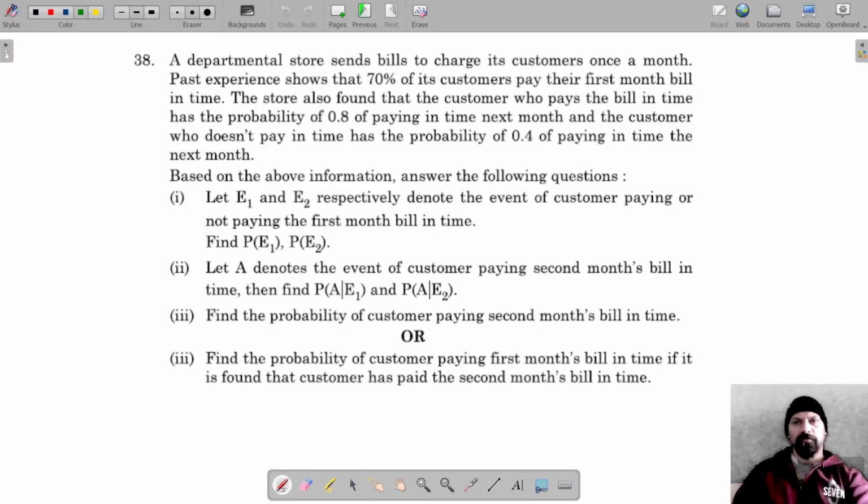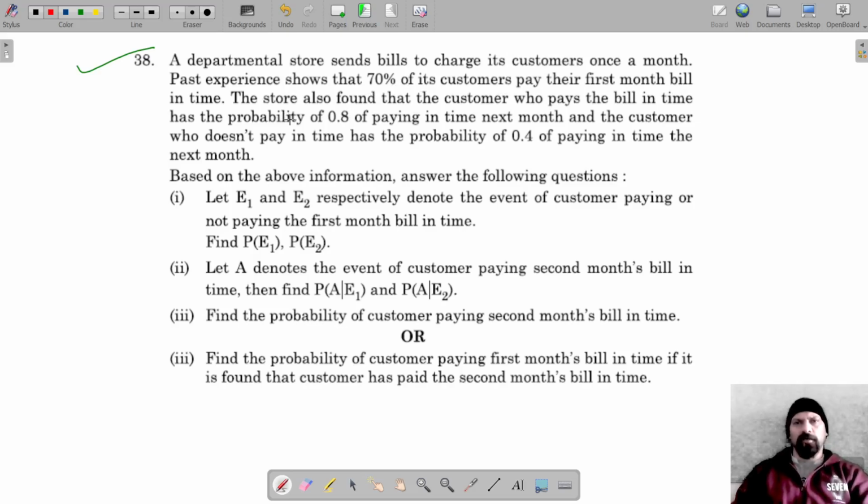Okay, for the next question, that is the last question of this set. A departmental store sends bills to charge its customers once a month, and past experience shows that 70% of its customers pay their first month bill in time.